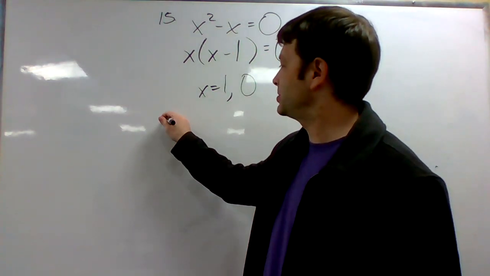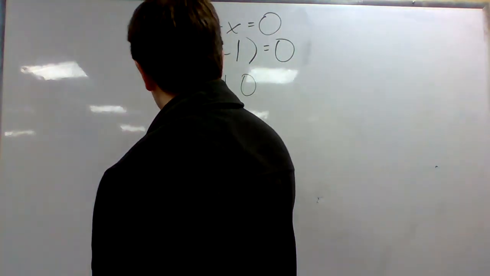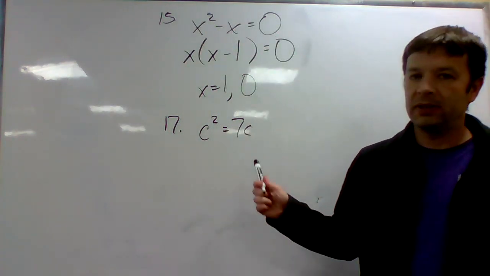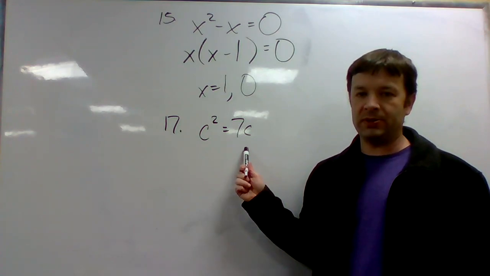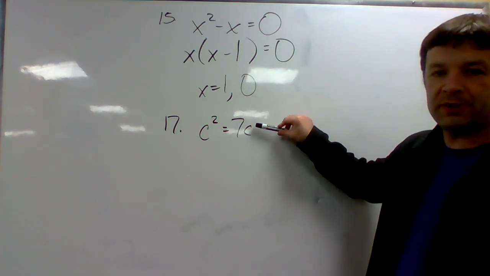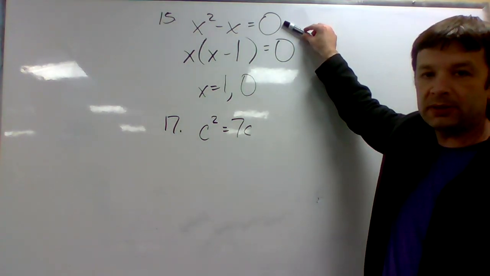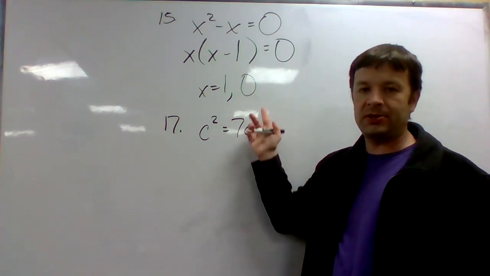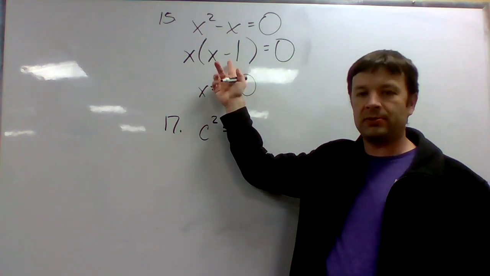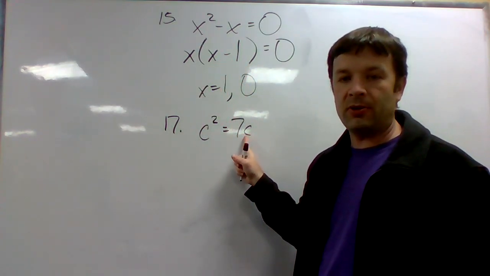All right, number 17. Okay, c squared equals 7c. This is unlike every problem we've done so far. What's different? Well, all the other problems that we've done so far have had a 0 at the end. And that's what we need so we can use this trick of saying, if these two multiply to 0, then I just need to make that into a 0. So we need a 0 over here.